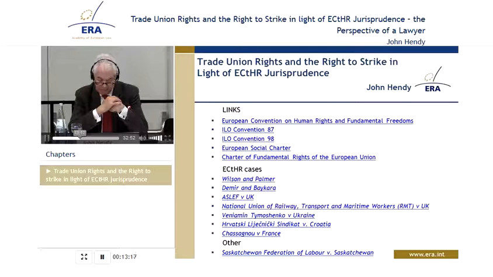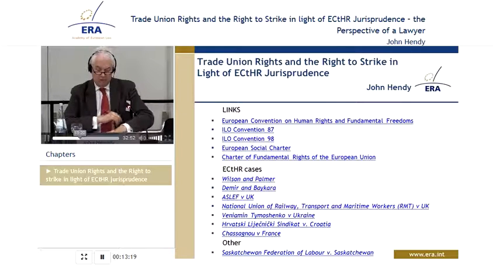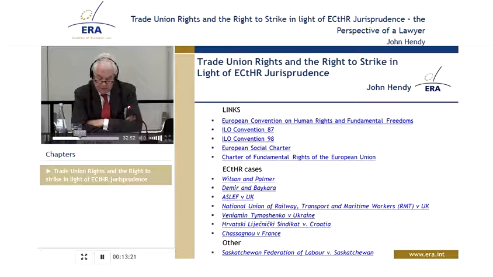K5/15. I've got an unofficial English translation of the main points in that judgment. I don't know whether it's more widely available. But once again, that seems to me to be a national decision which seems to fall foul of Demir and Beikara and Article 11 of the Convention.